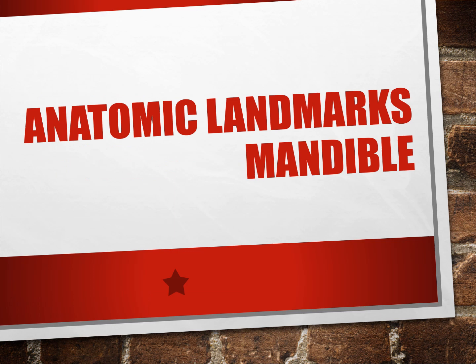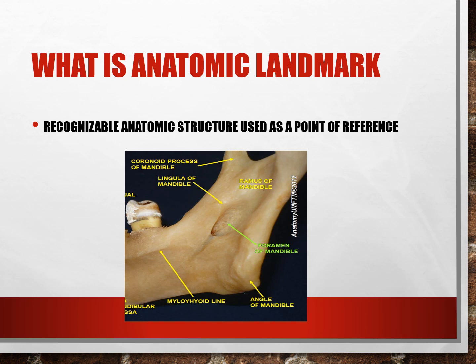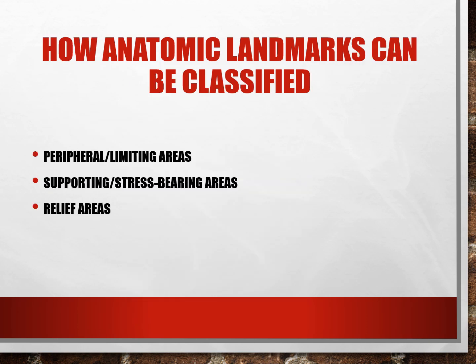So today I'll be starting with the first topic, which is very important when you are in first year or second year, that is anatomic landmarks of the mandible. So what is an anatomic landmark? It is a recognizable anatomic structure which is used as a point of reference. So how do you classify anatomic landmarks? They are basically classified as peripheral or limiting areas, supporting or stress bearing areas, and relief areas.